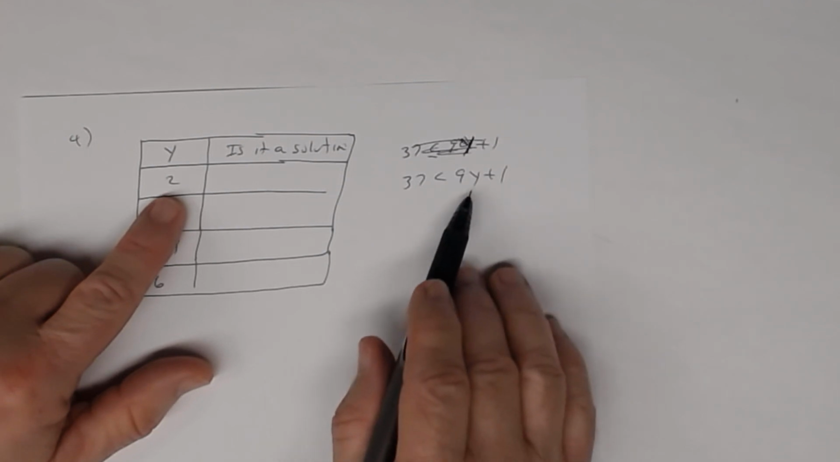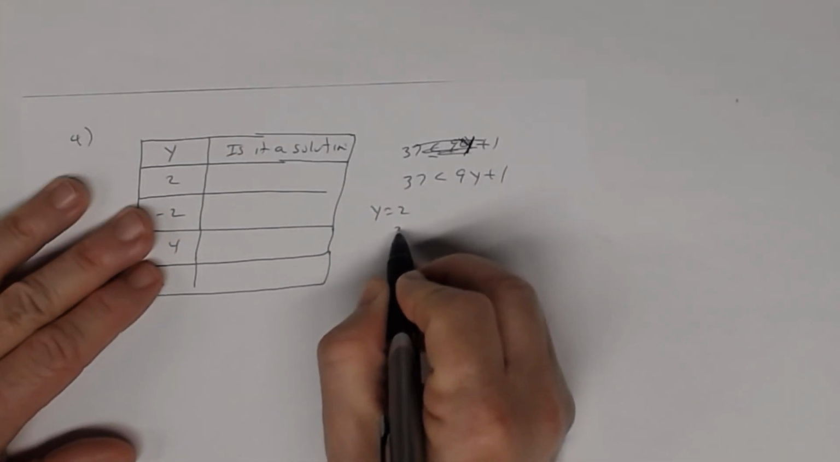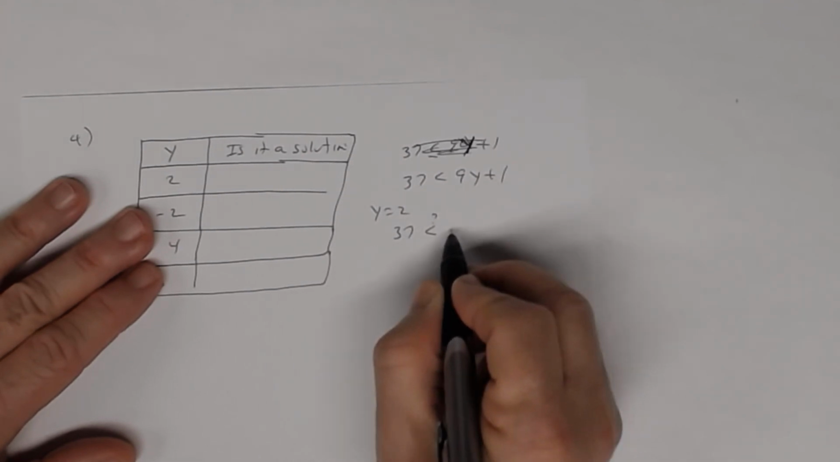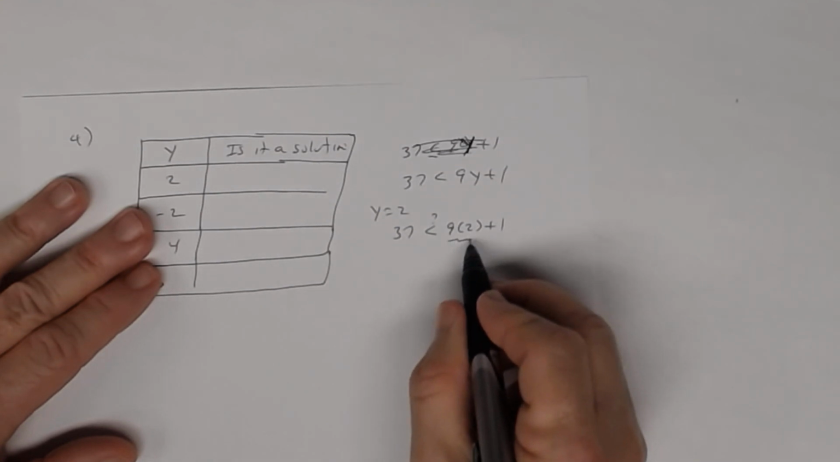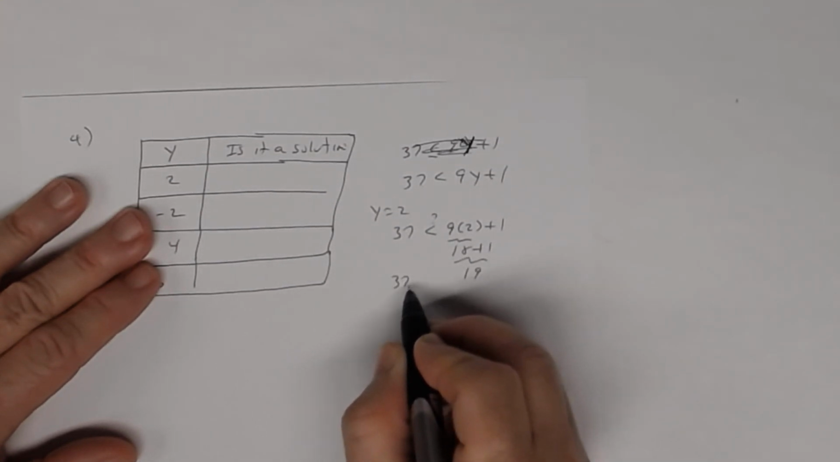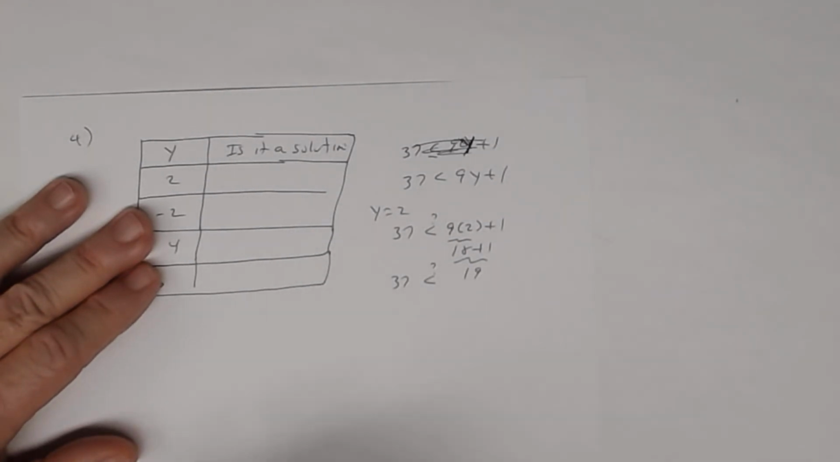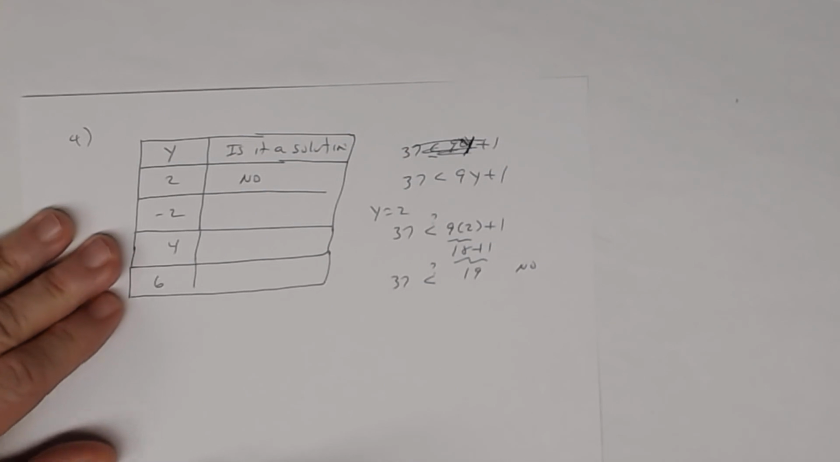All right, in place of y, I'm going to substitute 2. So let's try that one first. y equals 2. So I get 37. I want to see if that's going to be less than 9 times 2 plus 1. Well, 9 times 2 is 18. 18 plus 1 is 19. So is 37 less than 19? The answer is no. So 2 is not a solution.